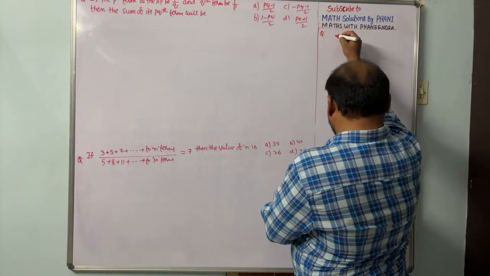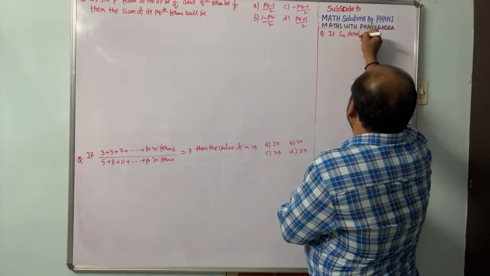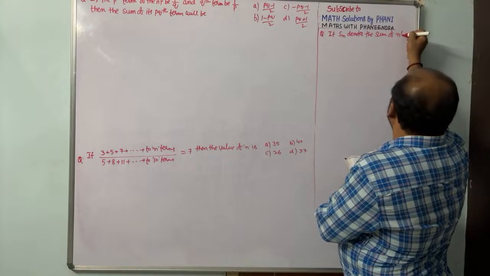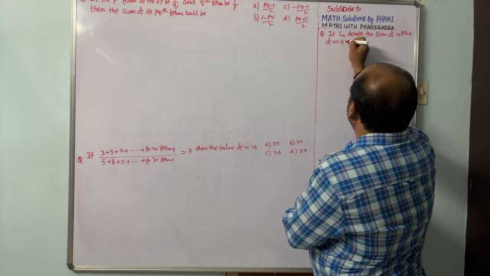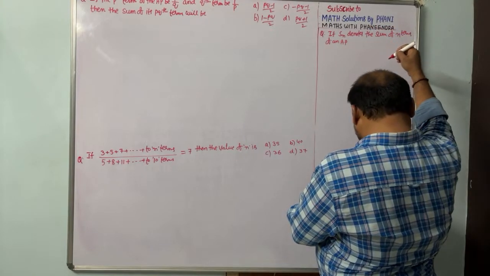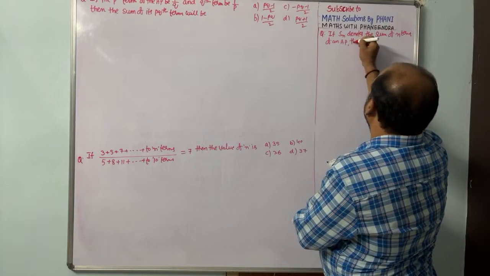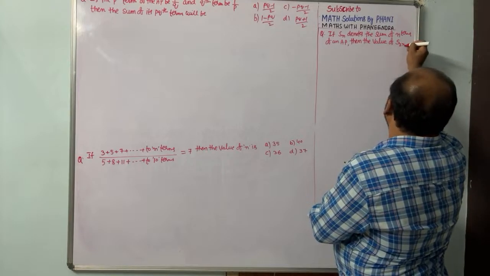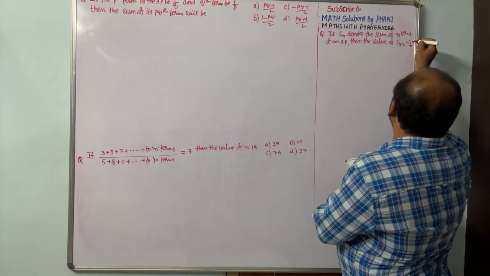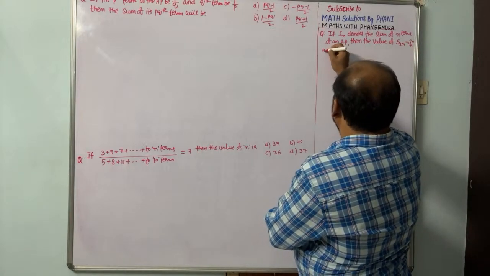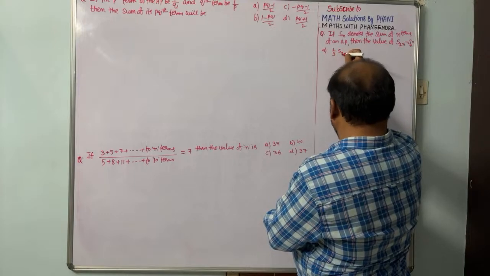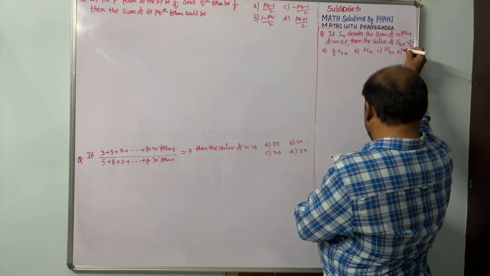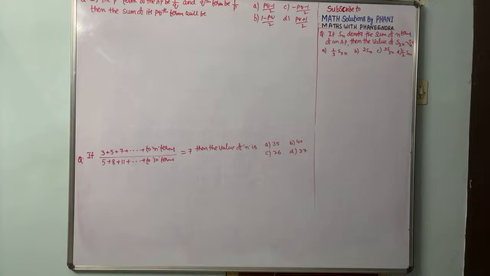The next question, if Sn denotes the sum of n terms of an AP, then the value of S2n minus Sn is equal to, so first option 1 by 3 S3n, second option 2Sn, third option 3 times S3n, 1 by 2 times Sn. So these are the options, dear students.